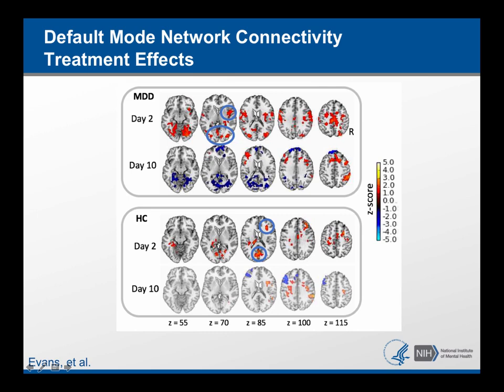And when we look at treatment effects, this is looking at ketamine versus placebo at day 2 post-infusion and day 10 post-infusion. In our depressed subjects, at day 2 we see increased connectivity with the default mode network, again in the insula and within the posterior cingulate. And interestingly, at day 10, we see what appears to be a rebound effect, at least in the posterior areas, where connectivity is actually decreased in the ketamine versus placebo condition.